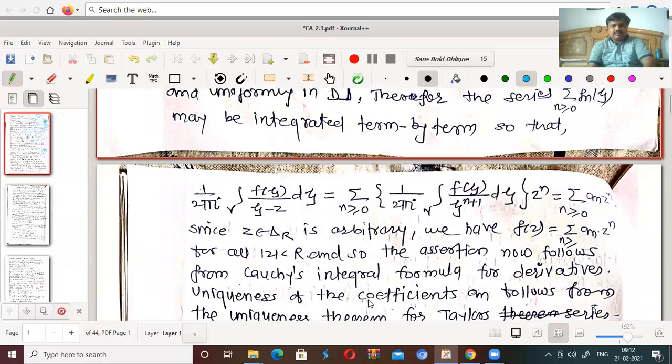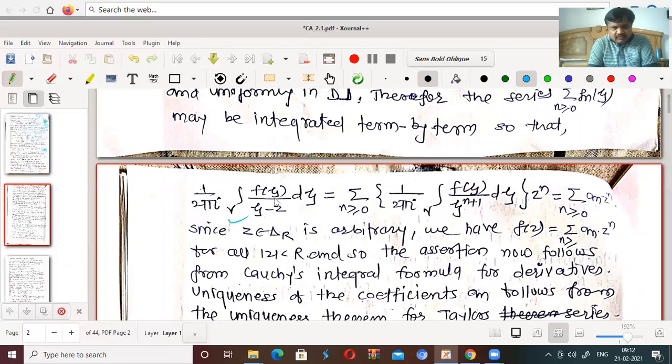Therefore, 1 upon 2 pi integral over gamma of f(xi) upon (xi minus z) d xi is equal to, again, summation n greater than or equal to 0 of 1 upon 2 pi integral over gamma of f(xi) upon xi to the power n plus 1 d xi, into z raised to n. Again it is only substitution, okay, f(xi) equals summation a n z raised to n. We have taken this as a n z raised to n.